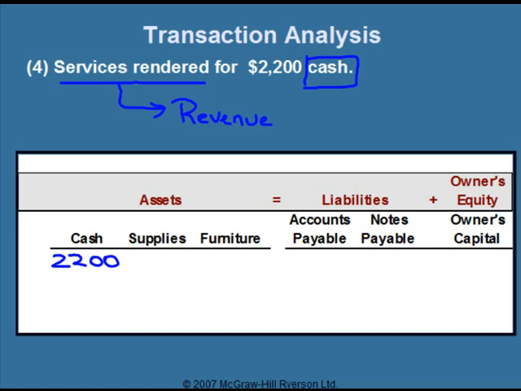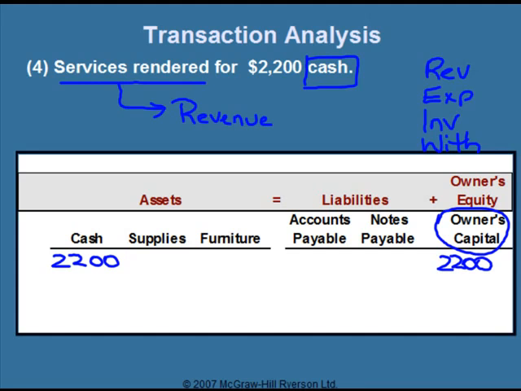When we look at the accounting equation, we see that there are no revenues listed in the accounting equation, but we have to remember that there are four things that make the value of the capital go up or down, and revenue is one of them. So remember, when we put something under the capital column, it has to be a revenue or an expense, an investment, or a withdrawal. So in this case, we have a revenue, so we're going to put that $2,200 under the revenue column.